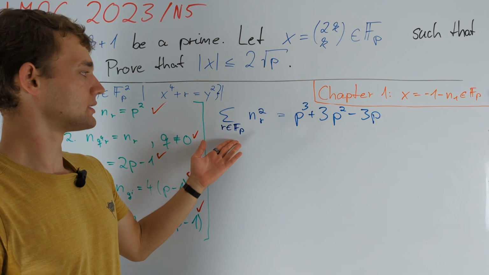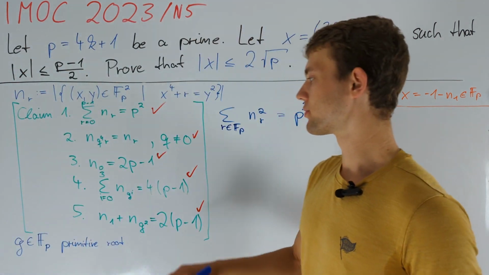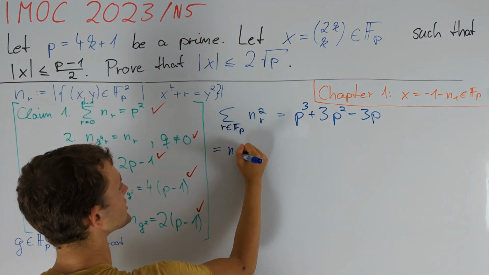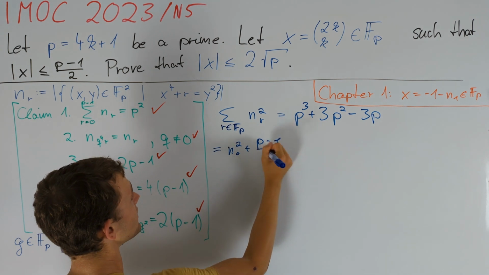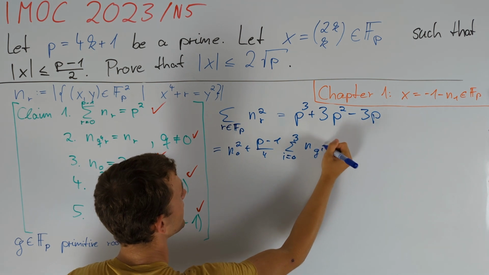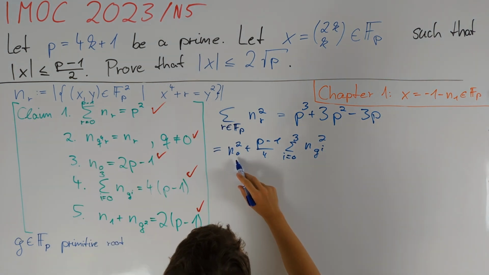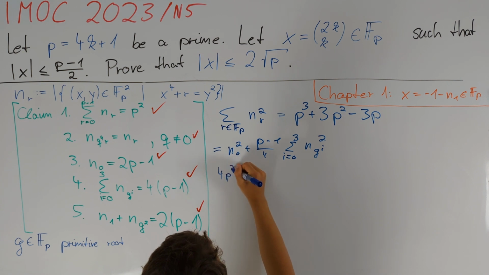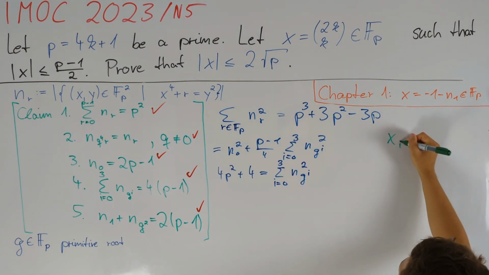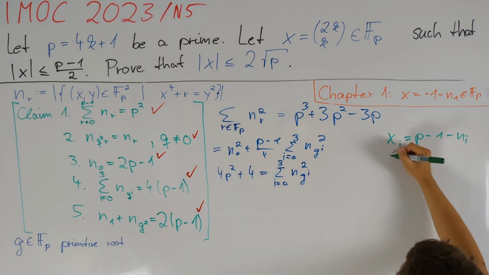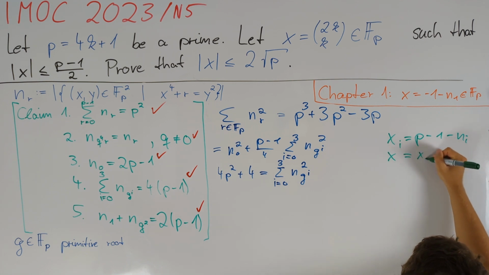Now that we know the value of the sum of nr squared, we can proceed as in the proof for claim 1.4, namely, we write this sum as n0 squared plus p minus 1 over 4 times the sum of i going from 0 to 3 of n_g^i squared. Since n0 squared is 4p squared minus 4p plus 1, we can rearrange this to obtain that this sum is equal to 4p squared plus 4. We define xi to be the difference between the expected value of ni, namely p minus 1, minus ni. By chapter 1, we obtain that x is congruent to x1 modulo p.